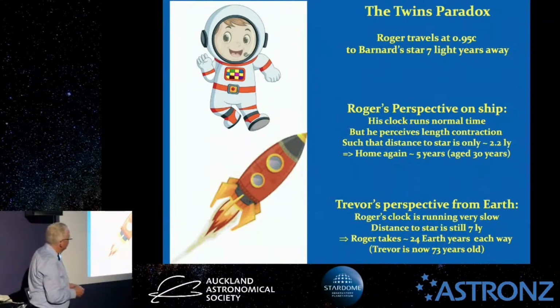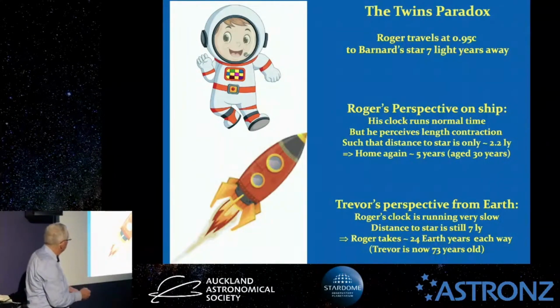So he looks out and he doesn't see 7 light years. He says, oh, it's only 2.2 light years to Barnard star. That's no problem. And of course, then he turns and comes back again for another 2.2 light years. So it's roughly 4.5, just rounded off to 5 years. But you can see the reason that he only aged approximately 5 years and came back aged 30 was because he perceived the difference of length contraction. It was only about 2.2 light years.